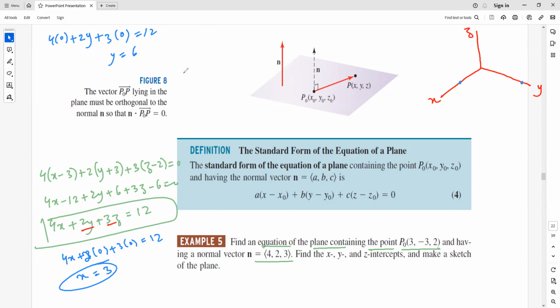And for the z-intercept, x and y are 0. So we will get z equals 4. So the point z equals 4 is, let's say, here. Now we will join all these points to find the plane. So this is our plane. It's a triangular plane, and it's in the first octant. We can see that it is the first octant, right? So this is the plane that is represented by this equation, 4x plus 2y plus 3z equals 12.